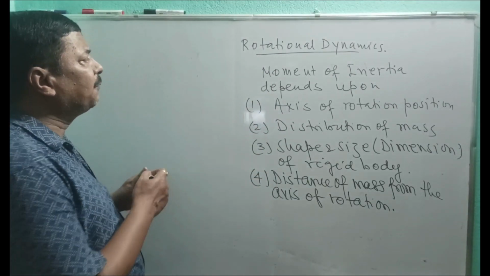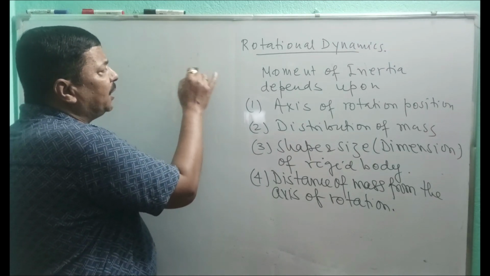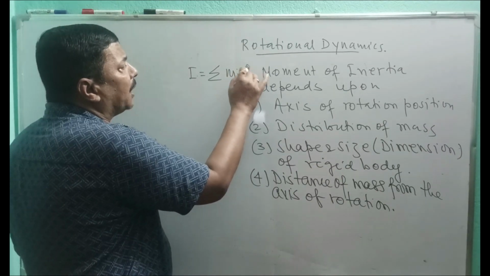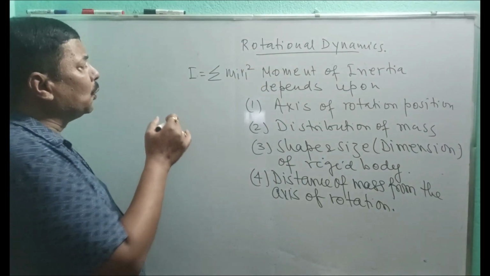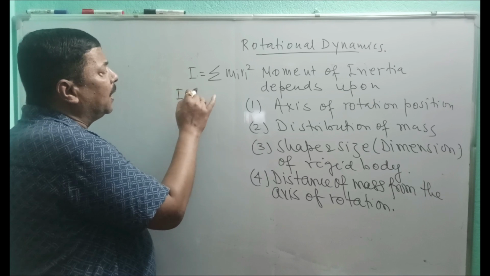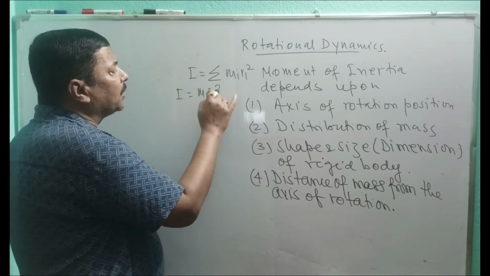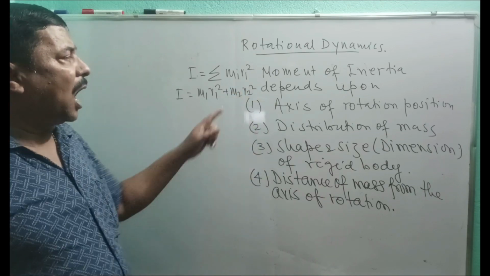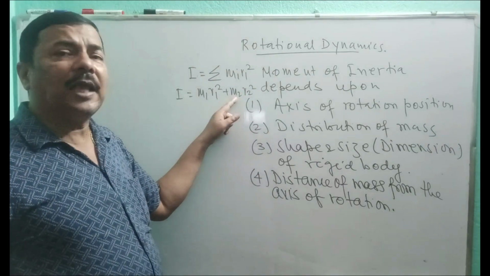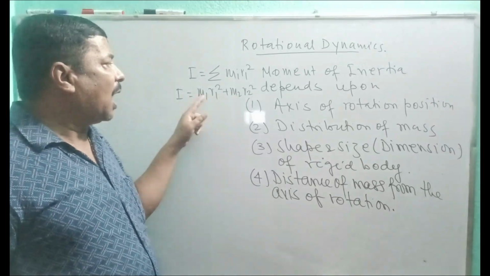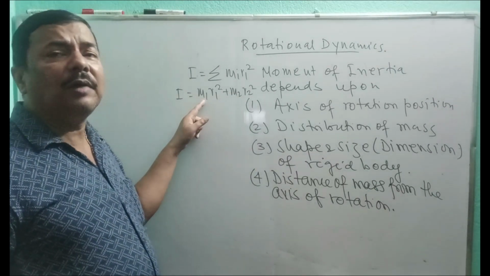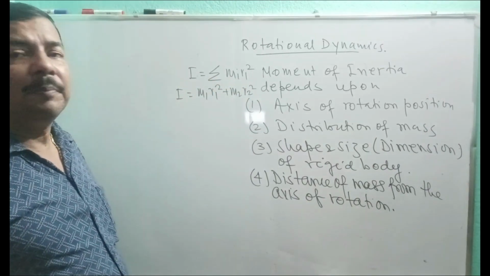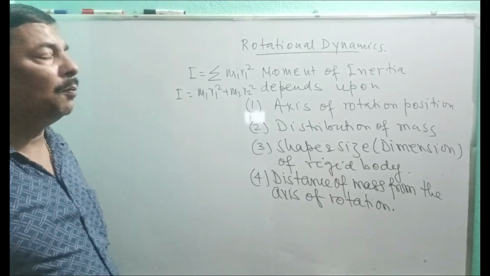And the fundamental definition that we have understood, I is equal to sigma mi ri square. If there are only two masses, then I will be m1 r1 square plus m2 r2 square. r2 is the distance of mass m2 from the axis of rotation. r1 is the distance of mass m1 from the axis of rotation. This is the basic fundamental definition of moment of inertia.